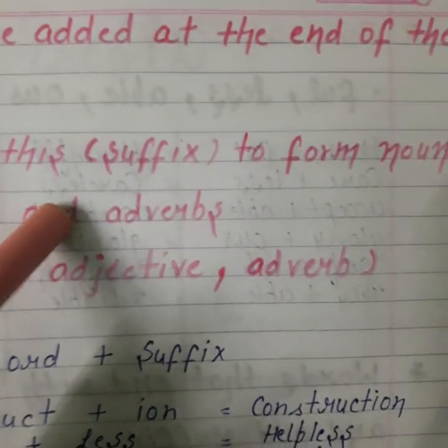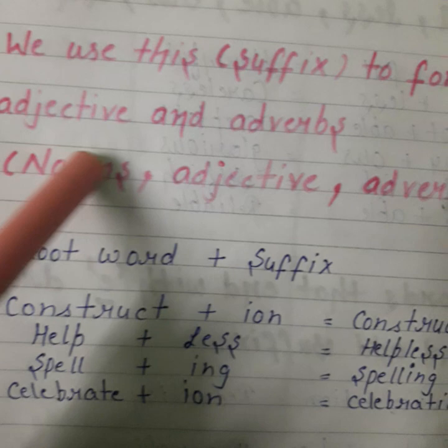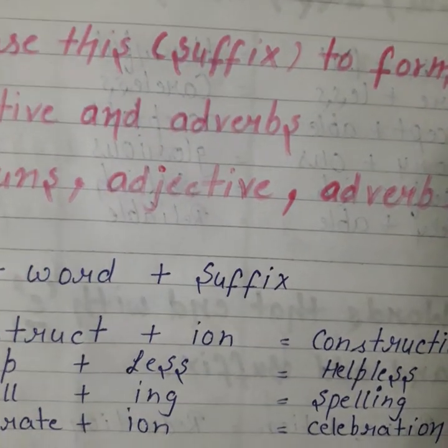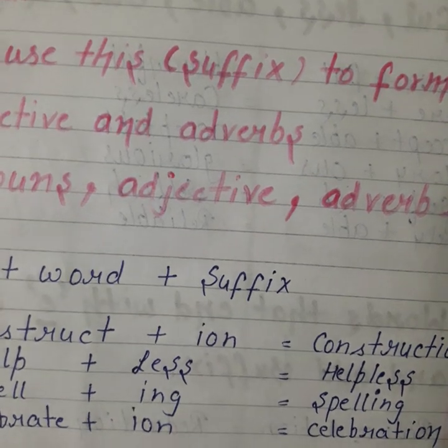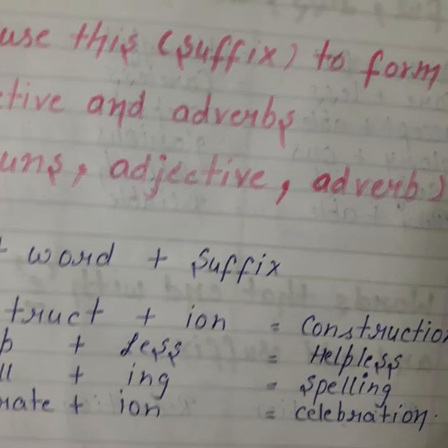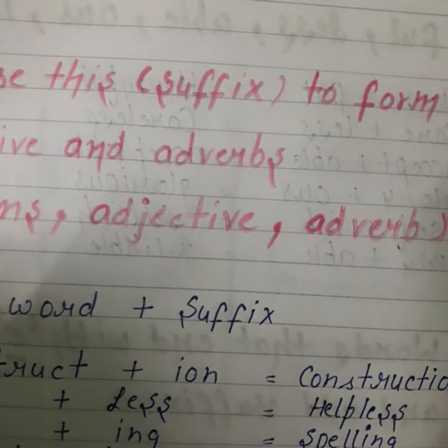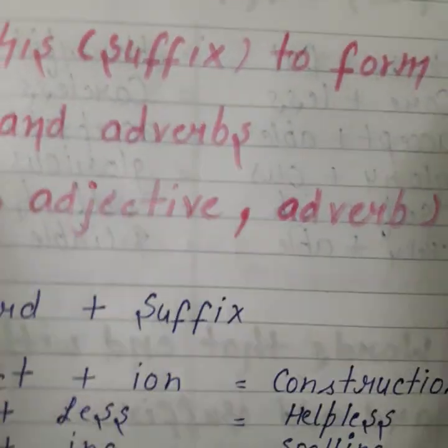We use suffixes to form nouns, adjectives and adverbs. As I told you about prefixes, when we add prefixes, we make negative or opposite words. But when we add a suffix, then we make nouns, adjectives and adverbs.